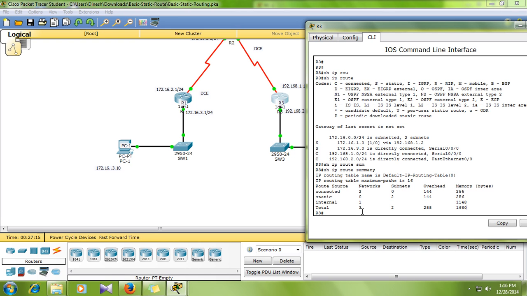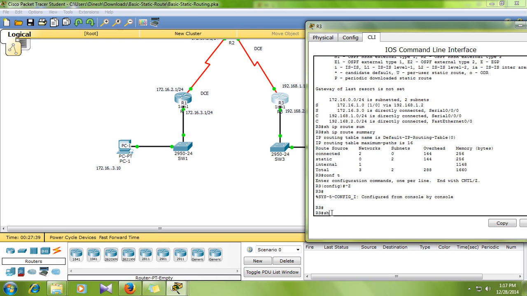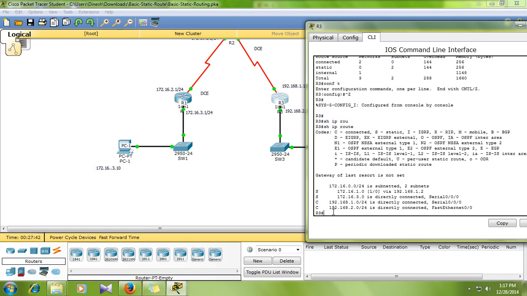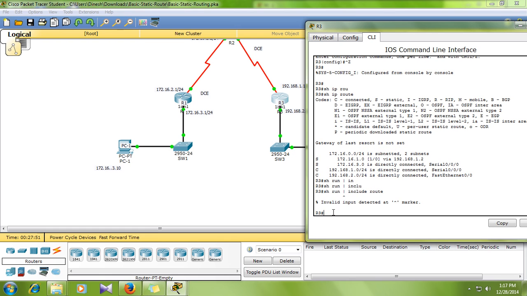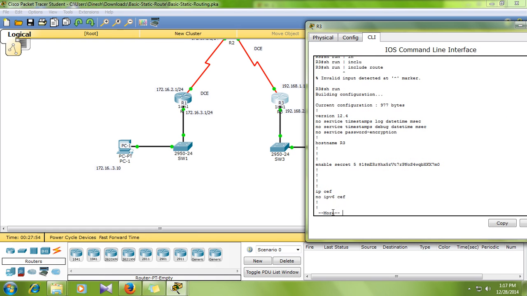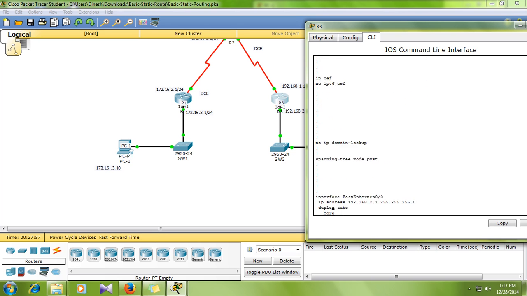If one is 172 and the other is 192, then they are not in the same network, so we can't summarize. But if these are 172.16.2.1, 3.1, 1.1, yeah, we can summarize using the subnetting concept. Before that, we will remove that route. Remove the static route. Sorry, these commands are not working in Packet Tracer. I am going to remove this static route.